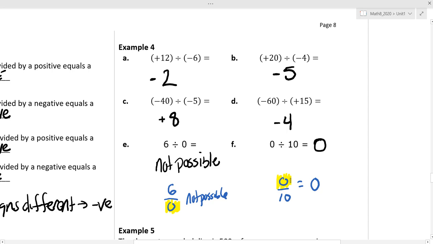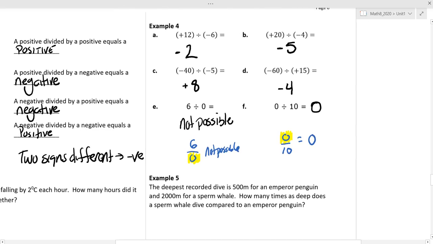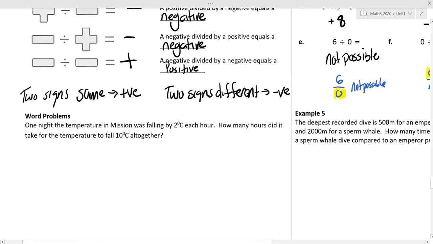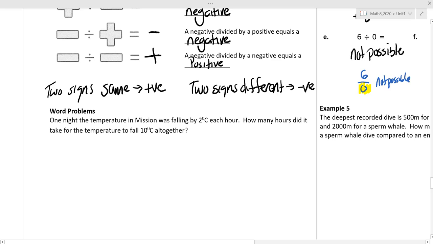If it was 0 divided by 6, would that be 0 then? Yes. 0 divided by any number would be 0, but something divided by 0 won't be.